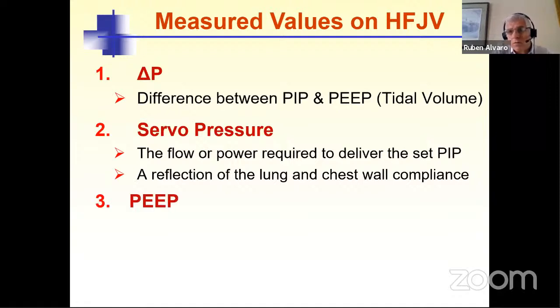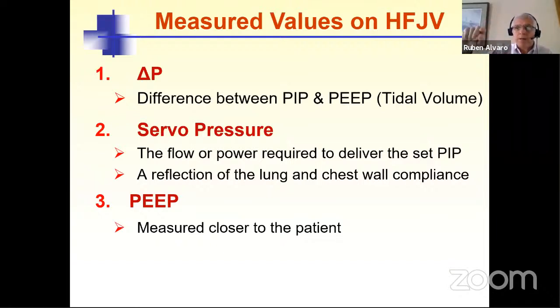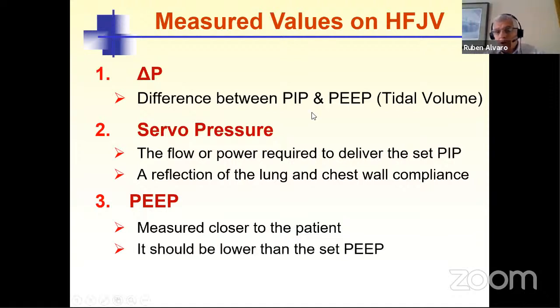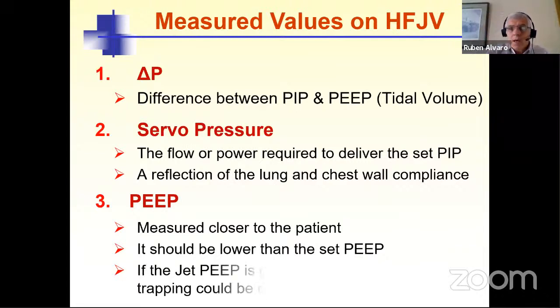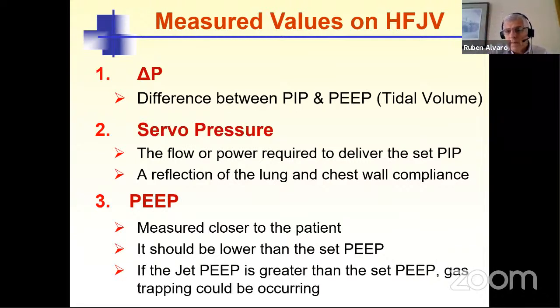And you have the PEEP delivered by the conventional ventilator that is measured close to the patient, different from the way that the PEEP is measured in conventional ventilation, which is measured at the machine, okay? And it should actually be lower than the set PEEP, okay? If the PEEP that the jet is measuring is greater than the PEEP that you set on the conventional ventilator, watch out because you may be dealing with gas trapping, okay? So the PEEP that the jet is measuring in the tracheal tube should always be the same or lower than the PEEP that you have set on the conventional ventilator, okay?